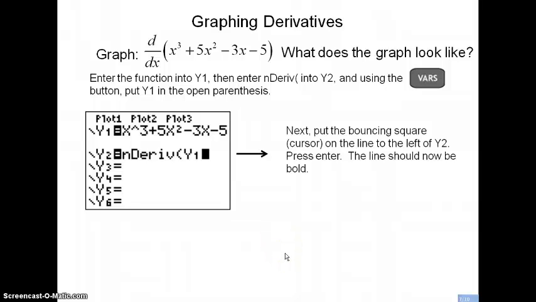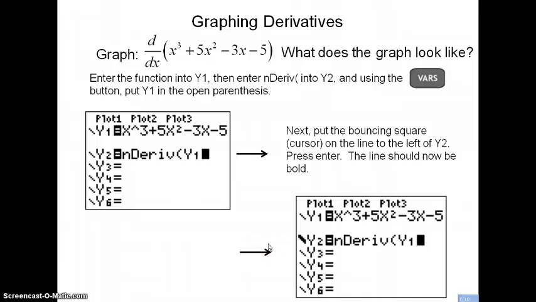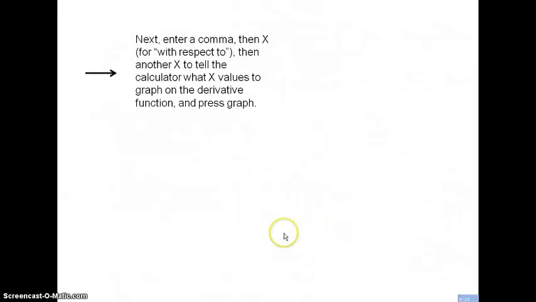Next, put the bouncing square cursor on the line to the left of y2 and then press enter. And the line should now be bold. So look at the screenshot here. To the left of y2, do you see that those 4 little diagonal dots there are much more bold than they are at any other y1, y3, y4? And that means that when we graph the derivative function, it's going to look different. It'll be more bold than the original function.